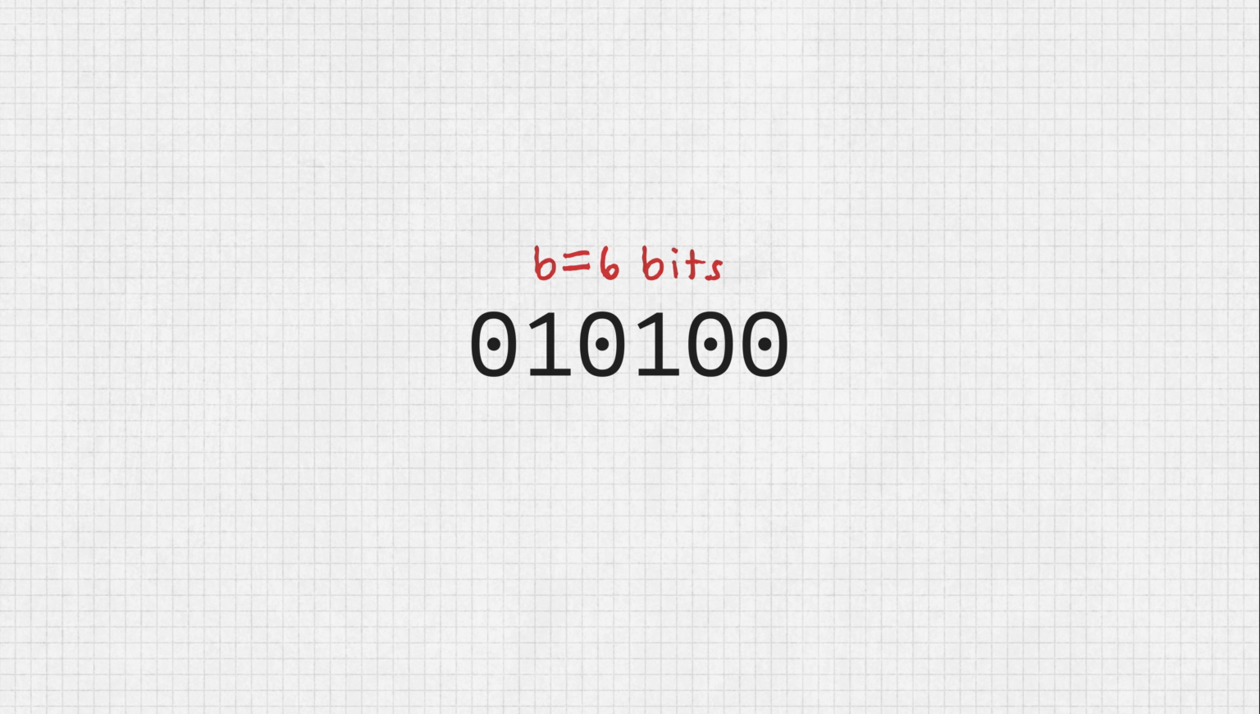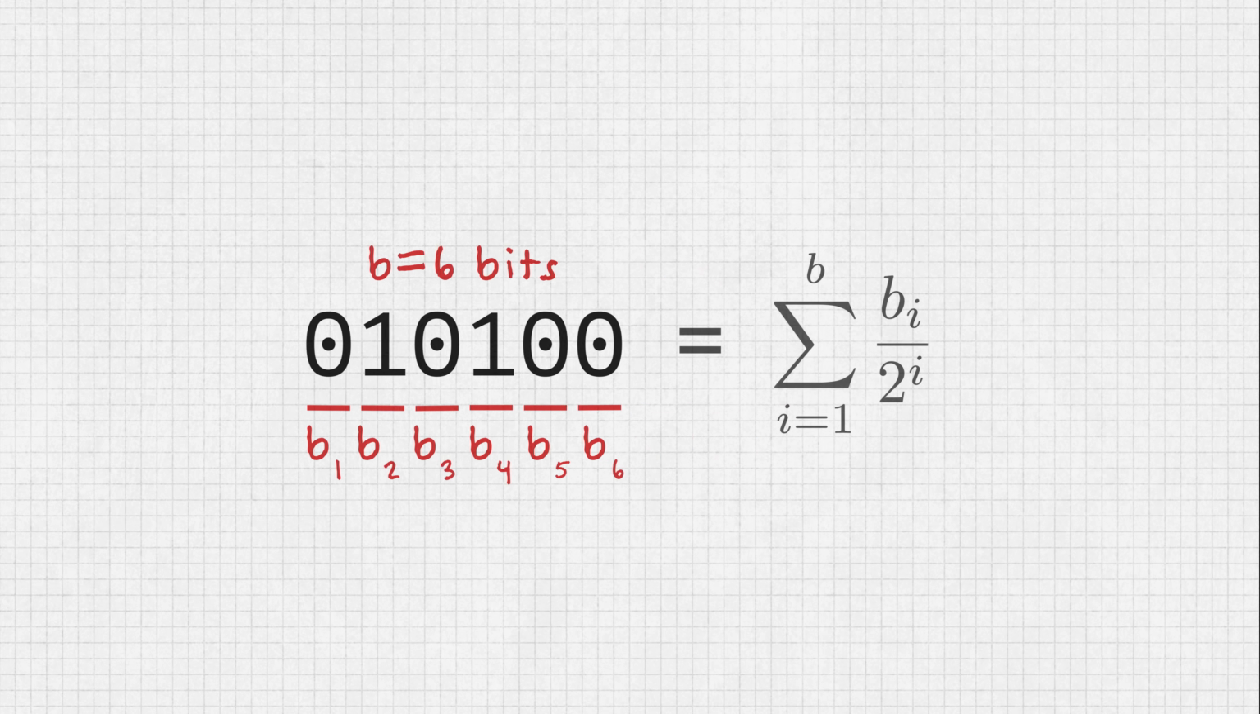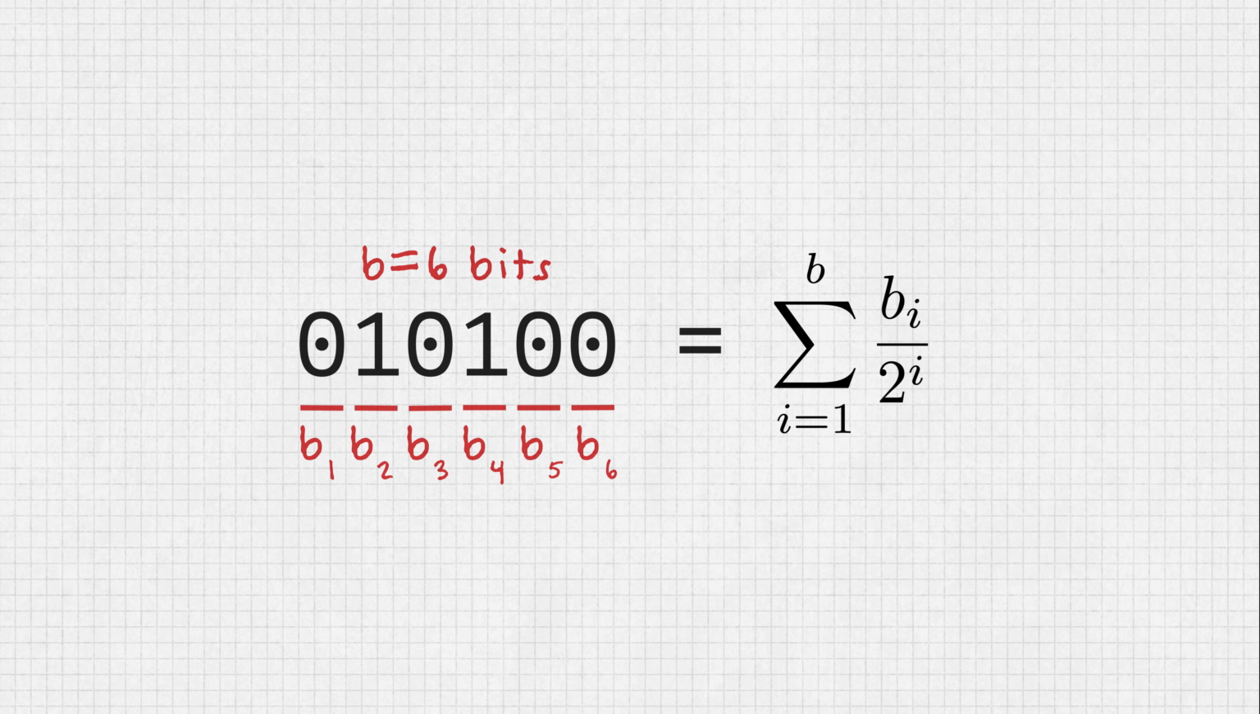Let's look at an example. Imagine we have a 6-bit string with the bits labeled B1 through B6. We can convert this into a decimal number like this. Here's an easy way to think about it. Starting at 0, each bit has a weight that tells us how much to add.